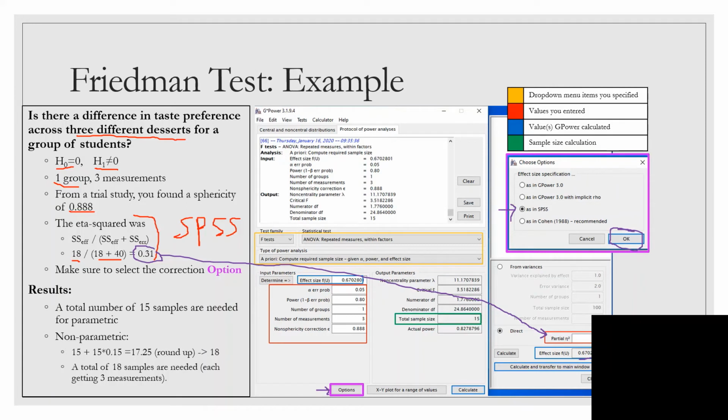And that will give us a total sample size for the parametric at 15, but since we need to get the non-parametric, we'll get 17.25, round up to 18, so we can have 18 samples needed, a whole number, and then each of those, of course, are going to get 3 different treatments, or 3 different measurements.